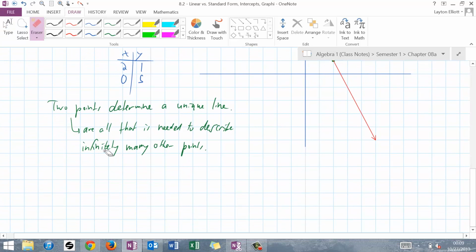But 2 points determine a unique line. All that is needed to describe infinitely many other points. Sorry, I need to finish this definition. All that's needed to describe infinitely many other points are only 2 points.